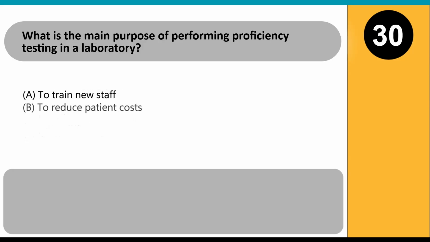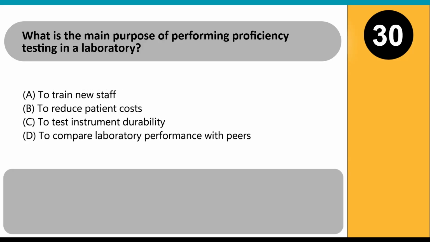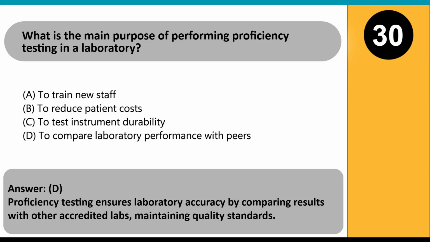What is the main purpose of performing proficiency testing in a laboratory? A. To train new staff. B. To reduce patient costs. C. To test instrument durability. D. To compare laboratory performance with peers. Answer D. Proficiency testing ensures laboratory accuracy by comparing results with other accredited labs, maintaining quality standards.